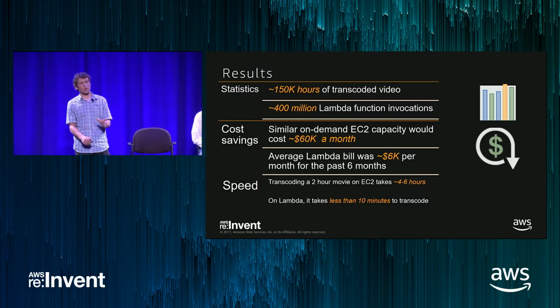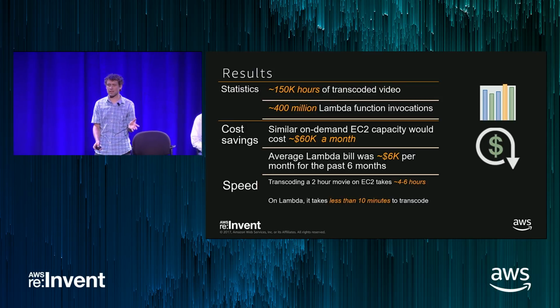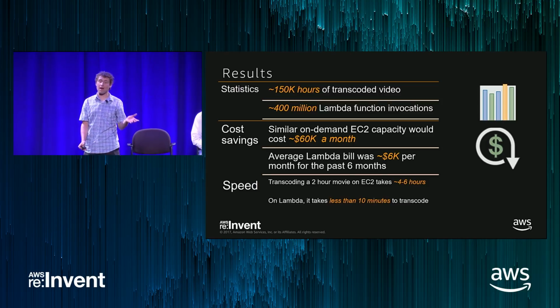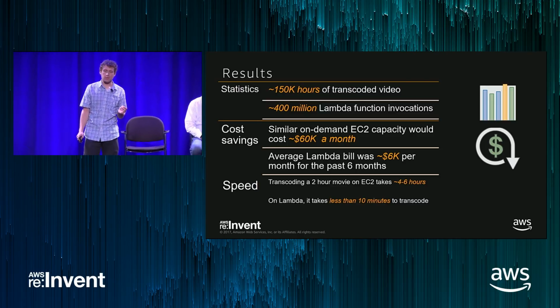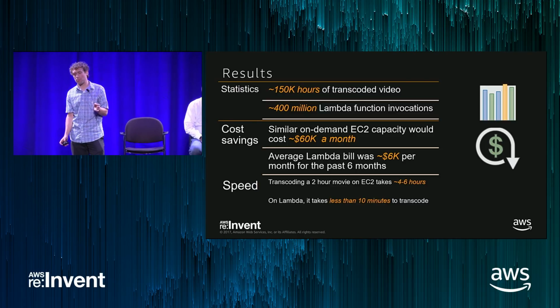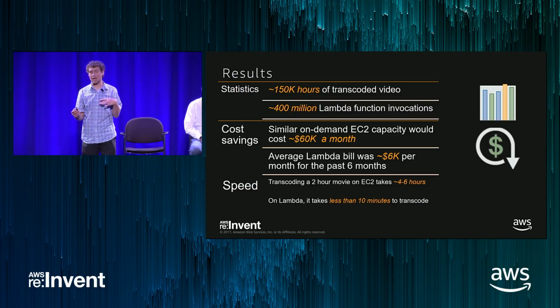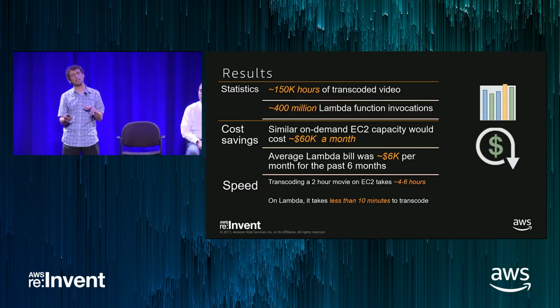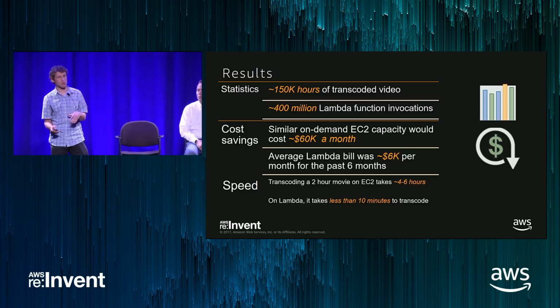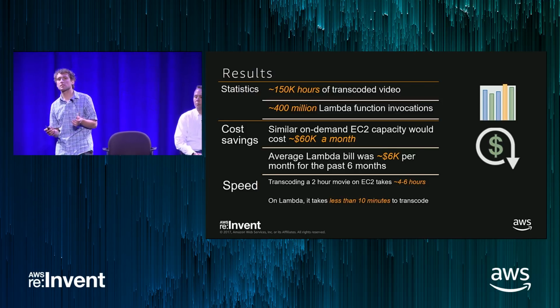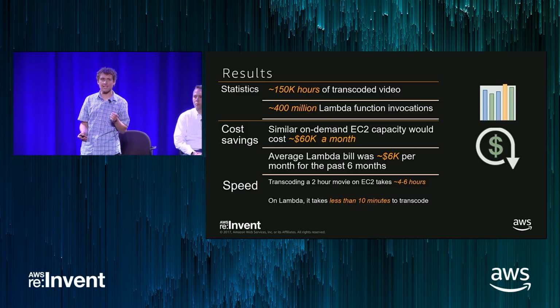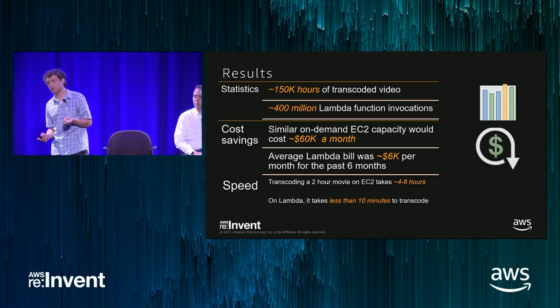So just as sort of proof that it wasn't just a proof of concept, we have 150,000 hours of transcoded video through this system using, well, now well over 400 million Lambda function invocations. So the cost savings, it's a little bit hard to compare apples to apples, but what I'll do is I'll say that if we wanted similar on-demand EC2 capacity, so 2,000 cores of C4 family EC2 capacity, that would cost us about $60K a month for on-demand EC2 instances like that.